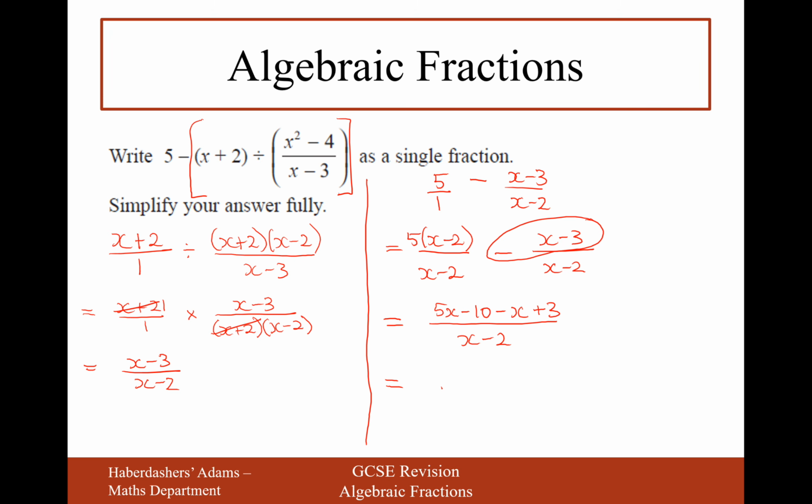So the next step will be to simplify. It'll be 4x minus 7 over x minus 2. And there we are. That's the final answer for this question here. So make sure you do your divide before your subtract.